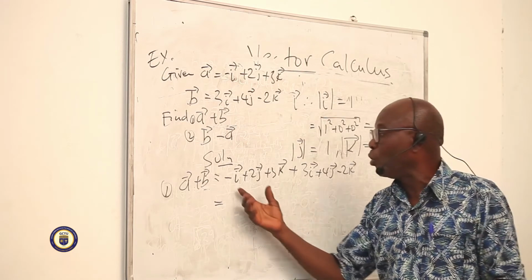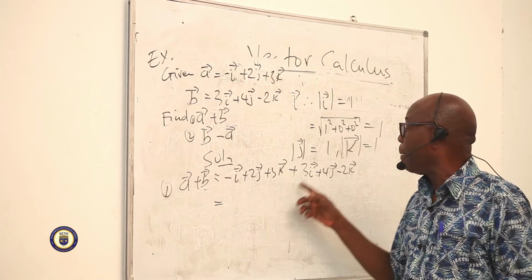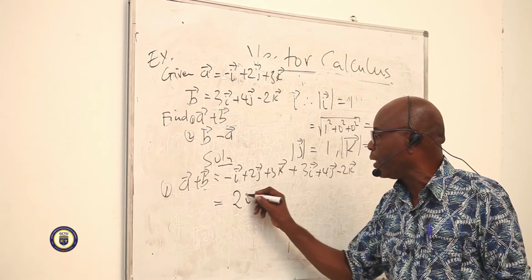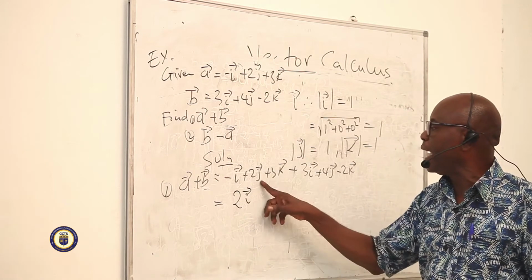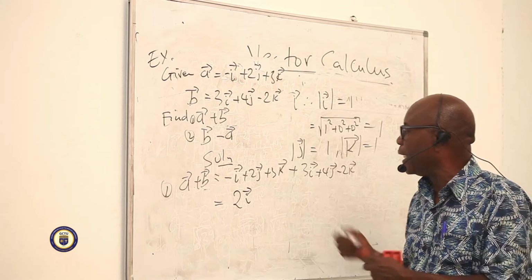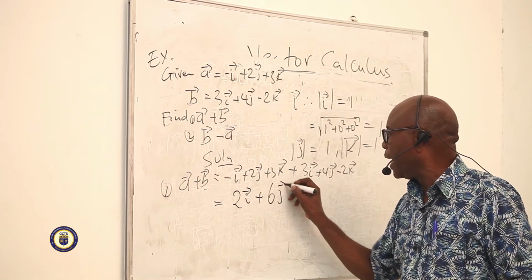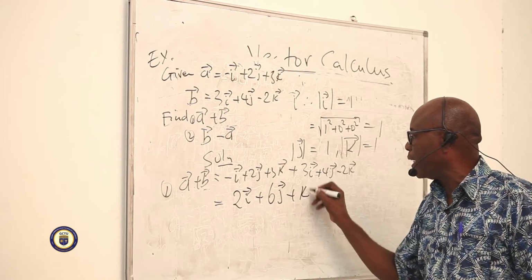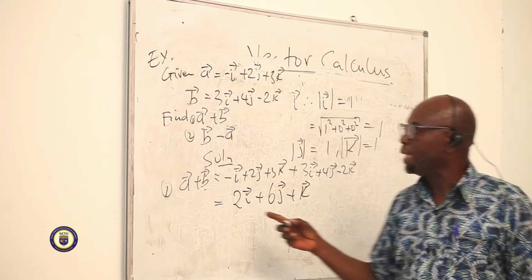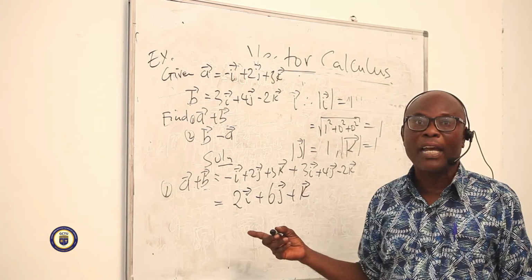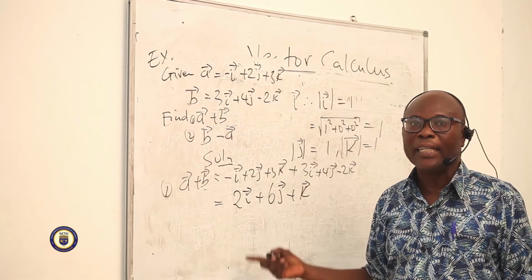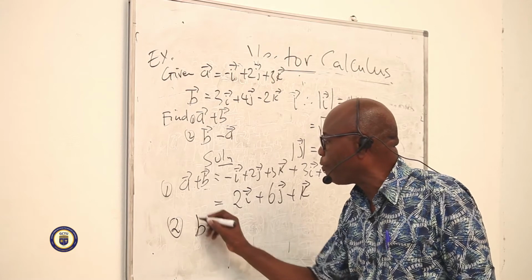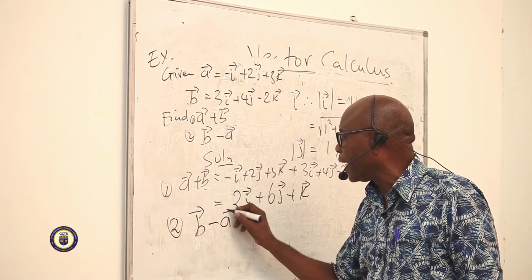Let's go ahead. So for the i's, we have minus i plus 3i, that will give us 2i, right? Then we have 2j plus 4j, that will give us 6j, and then we have 3k minus 2k, that will give us positive k. So that is how it makes life very convenient if we apply the special unit vectors.